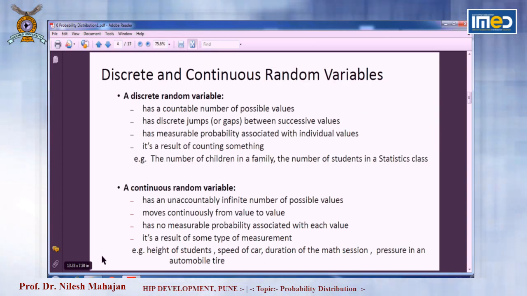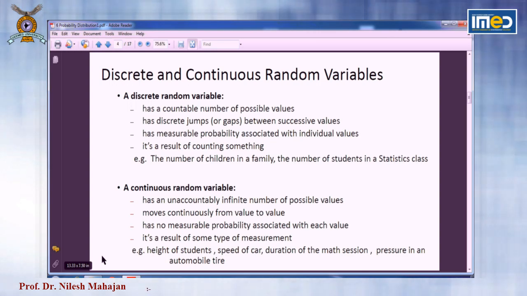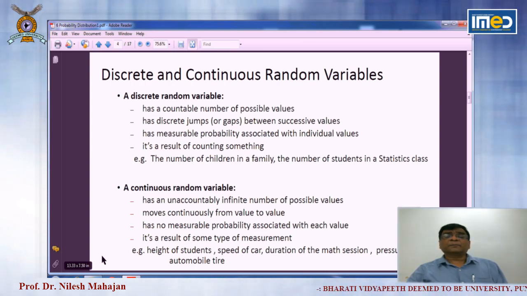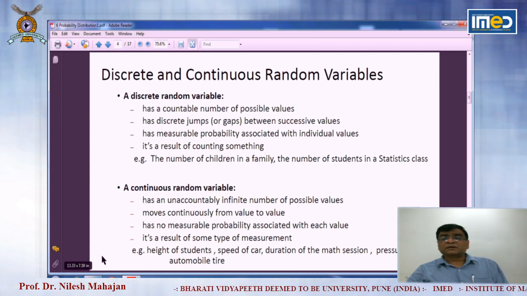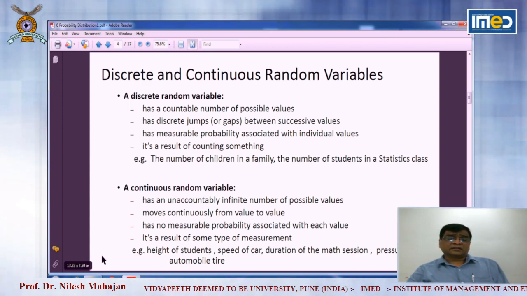Now we are discussing discrete and continuous random variables. What is a discrete random variable and what is a continuous random variable? A discrete random variable has a countable number of possible values, has discrete jumps or gaps between successive values, has measurable probability associated with individual values, and is a result of counting something. For example, the number of children in a family, the number of students in a statistics class, the number of students in a mathematics class, and so on. So it is countable.